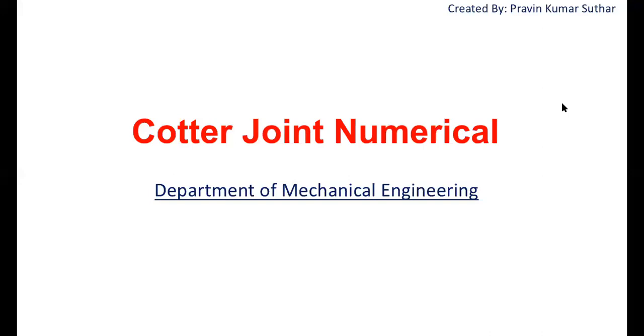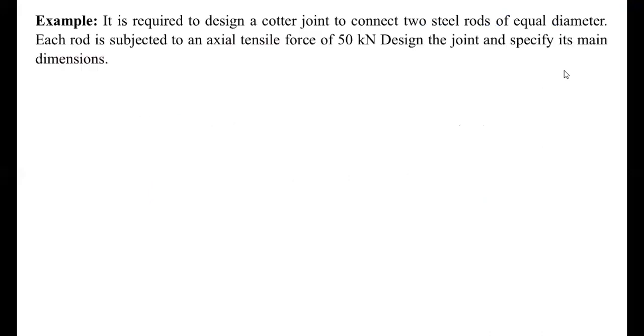In this first, we'll go through the quarter joint. The numerical is: it is required to design a quarter joint to connect two steel rods of equal diameter, and each rod is subjected to an axial tensile force of 50 kilonewton. Design the joint and specify its main dimensions.